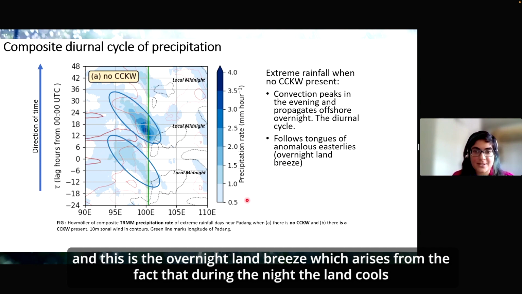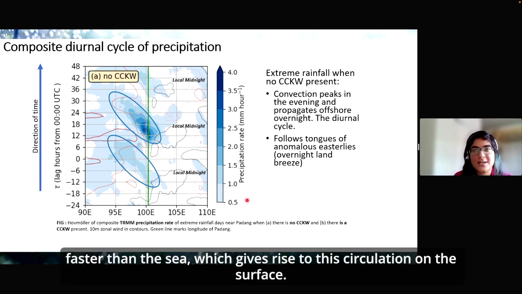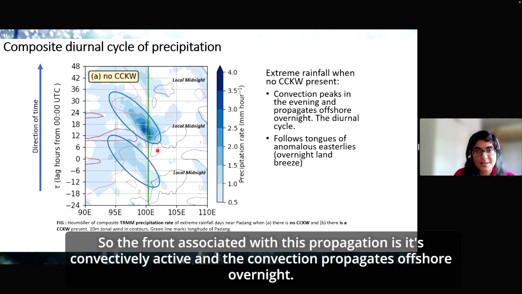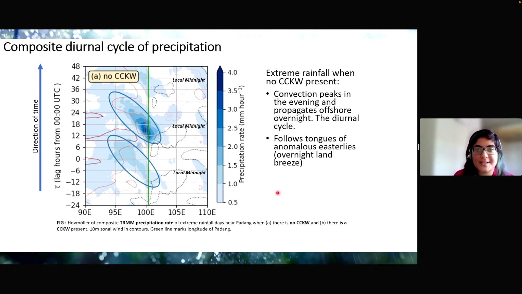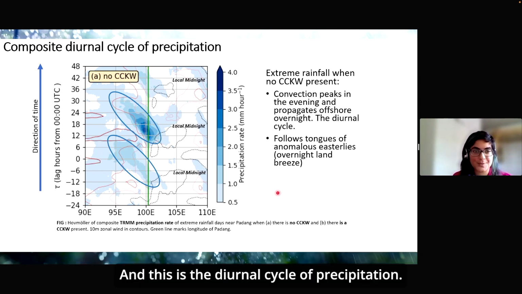This is the overnight land breeze, which arises from the fact that during the night, the land cools faster than the sea, which gives rise to this circulation on the surface. So the front associated with this propagation is convectively active, and the convection propagates offshore overnight. And this is the diurnal cycle of precipitation.